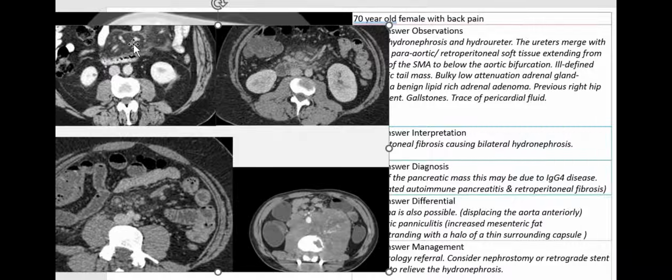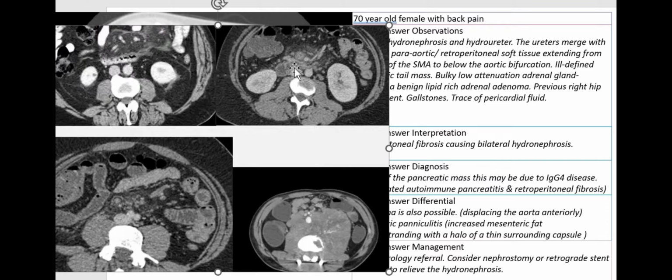This area shows increased fat density with a halo. Can you see the halo sign? This is the halo sign of a thin surrounding capsule of high density. Can you see the capsule here? The capsule here. And here, can you see the capsule here? Okay.